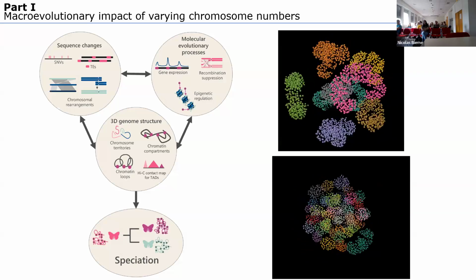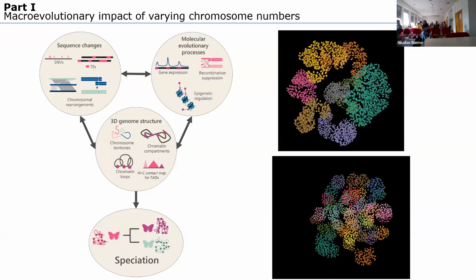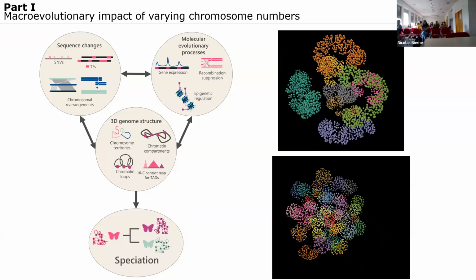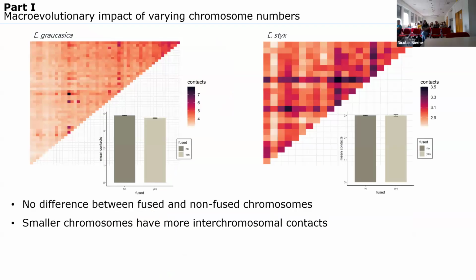And we try to understand now if this is actually linked to the synteny blocks that we observe. We don't have an answer to this yet. What we looked at so far is the contacts between different chromosomes, using Hi-C data. So you see the darker it becomes, the more contacts you have, and what we find is there's actually no difference between fused and non-fused chromosomes. Nevertheless, what we see is that smaller chromosomes have more interchromosomal contacts than larger ones.